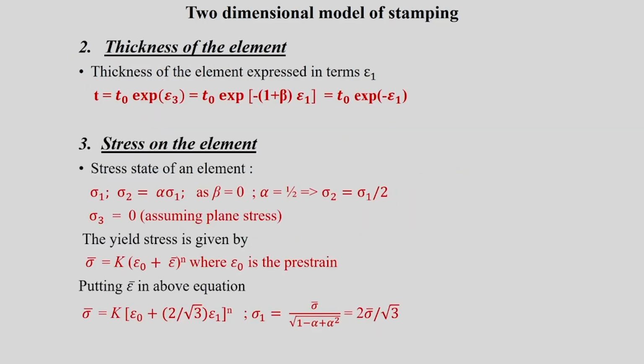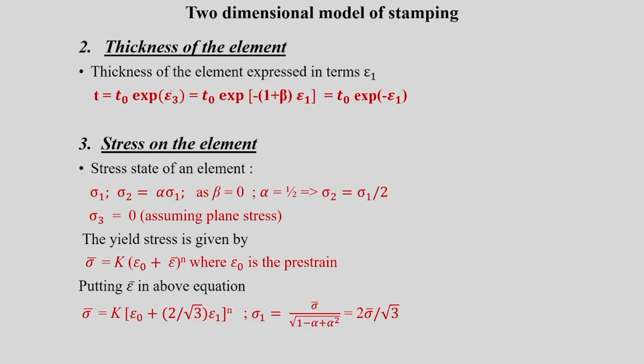The second important thing after strain evaluation and effective strain evaluation is the thickness. Thickness is going to be important because we do not want thickness to reduce beyond a certain limit, otherwise it will lead to instability, like necking and fracture, which you will see in the next chapter. So how do you get the new thickness? That can be obtained from the original expression, T equals T naught exponential epsilon 3, and with beta equal to 0, it will be directly T naught exponential minus epsilon 1. So that can also be evaluated, where T naught is your original thickness and epsilon 1 you know how to get with respect to the circle grid measurement.